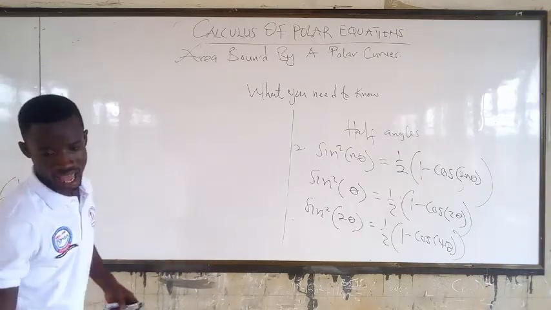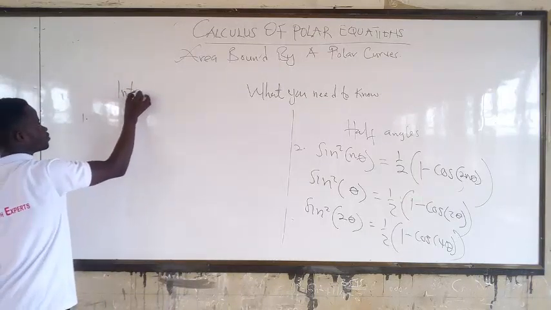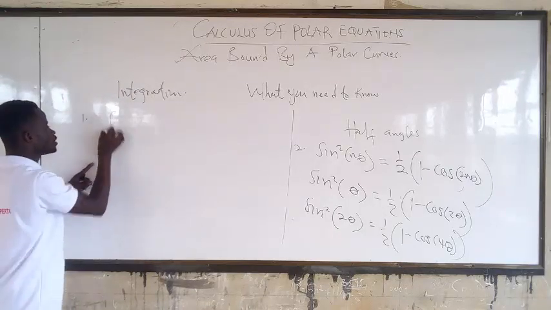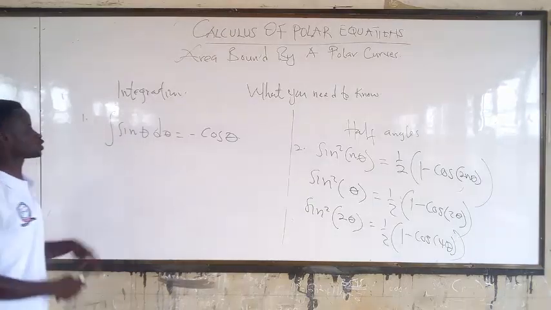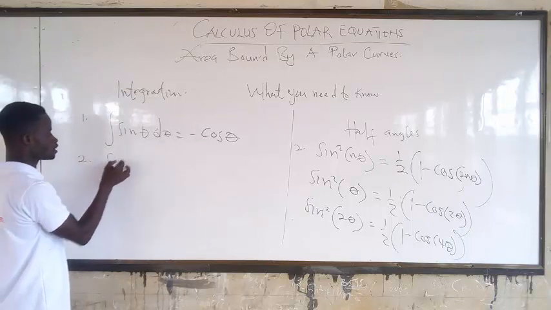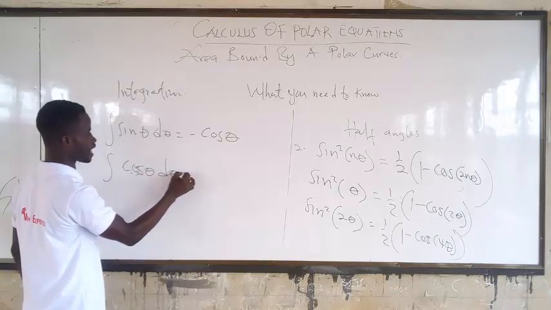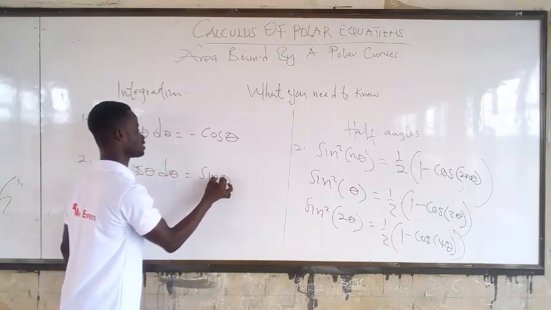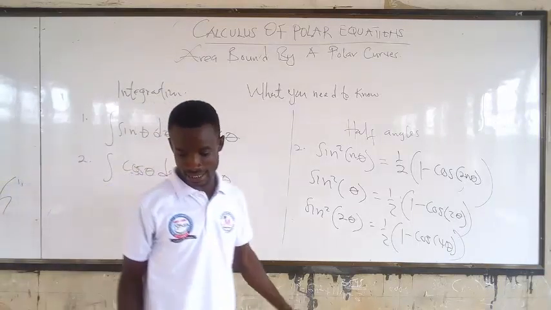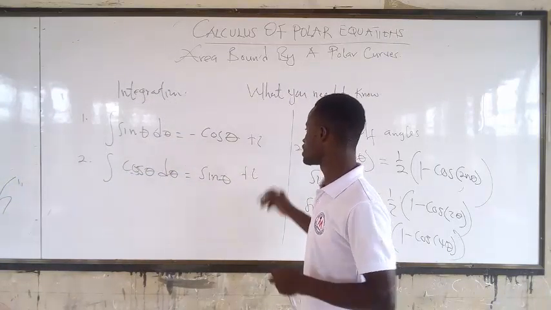So, after this, what you have to know again is that if you integrate this, you get this 2. If you integrate cos theta d theta, you are going to get sine theta. Alright, so that's what I want to give you. In general, we add plus C.